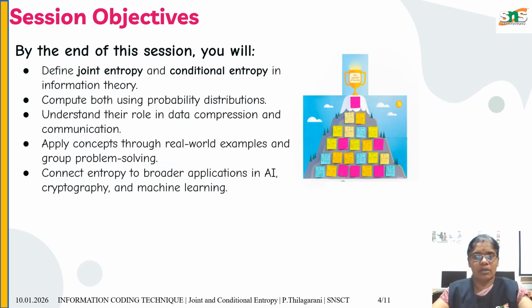In this session, the main objectives on this topic are to define joint entropy and conditional entropy in information theory, compute both using probability distributions, understand their role in data compression and communication, apply concepts through real world examples and group problem solving, and connect entropy to broader applications in artificial intelligence, cryptography, and machine learning.